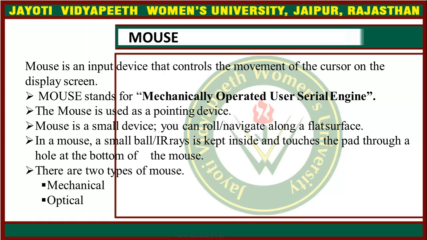Come to the mouse. The mouse is an input device that controls the movement of the cursor on the display screen, and the name stands for Mechanically Operated User Serial Engine. The mouse is used as a pointing device, and it is of course a small device. You can roll and navigate it along a flat surface. In a mouse, a small ball is kept inside and touches the pad through a hole at the bottom of the mouse. So there are two types of mouse: mechanical and optical mouse.